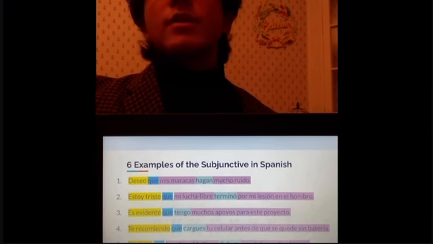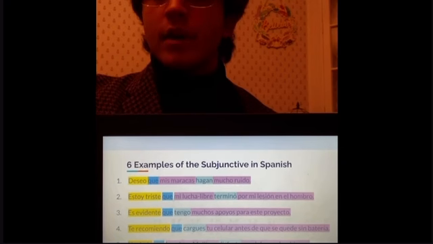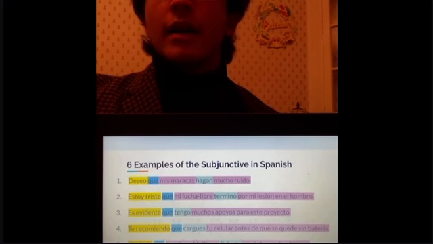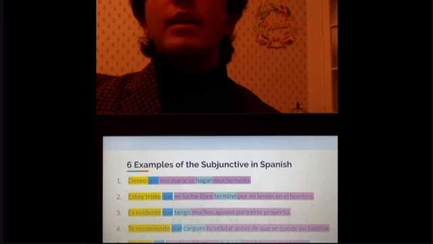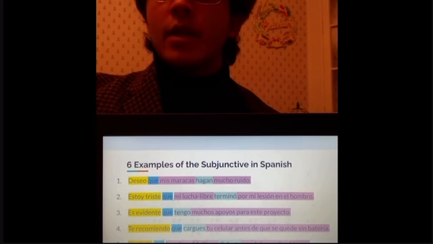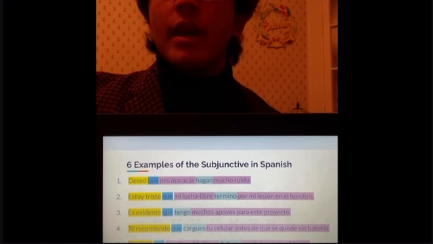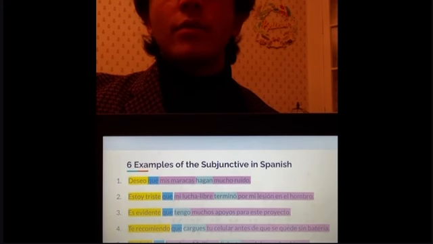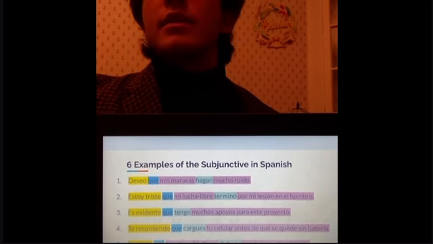Here's an explanation of the 6 examples of the subjunctive in Spanish that I just presented. Number 1. Deseo que mis maracas hagan mucho ruido. Deseo is part of the main clause, and que, as with all of these examples, is the connector, and mis maracas hagan mucho ruido is the subordinate clause, with hagan, which you can see in the green, is the verb.